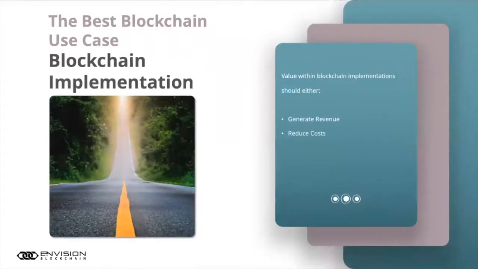Blockchain implementation, it's very simple, right? If you look at the very core of what a blockchain application should be doing, it should be either generating revenue or reducing costs. That's it. If you're looking at the different applications that you could be developing internally, or maybe you're discussing from the business side, or maybe the technology team is building some solutions, you've got to have a goal in mind. Like, what are you trying to do? And what we're seeing is that you need to either generate revenue or reduce costs.